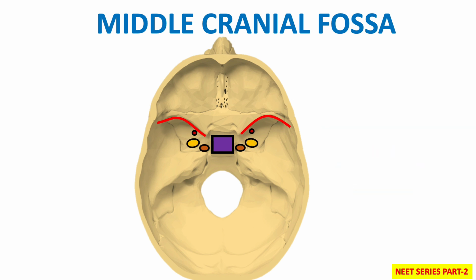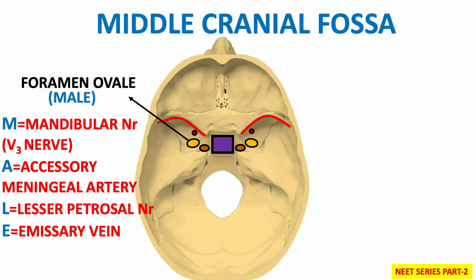Next we have the foramen ovale. The structures that pass through the foramen ovale are remembered by the mnemonic MALE. In MALE, M stands for the mandibular nerve, the third branch of the trigeminal nerve, which passes through the foramen ovale. A stands for the accessory meningeal artery, which also passes through this foramen. L stands for the lesser petrosal nerve, and E stands for the emissary vein. All these structures pass through the foramen ovale.